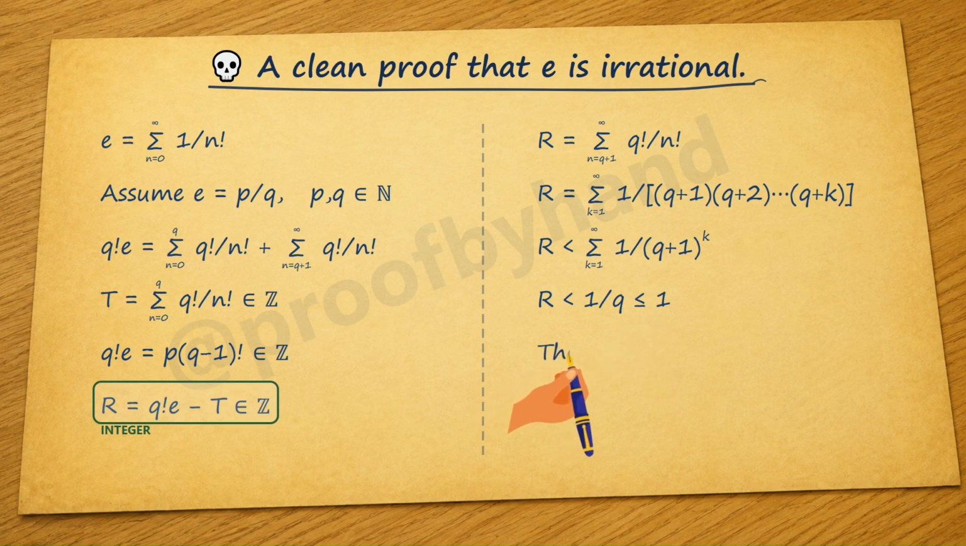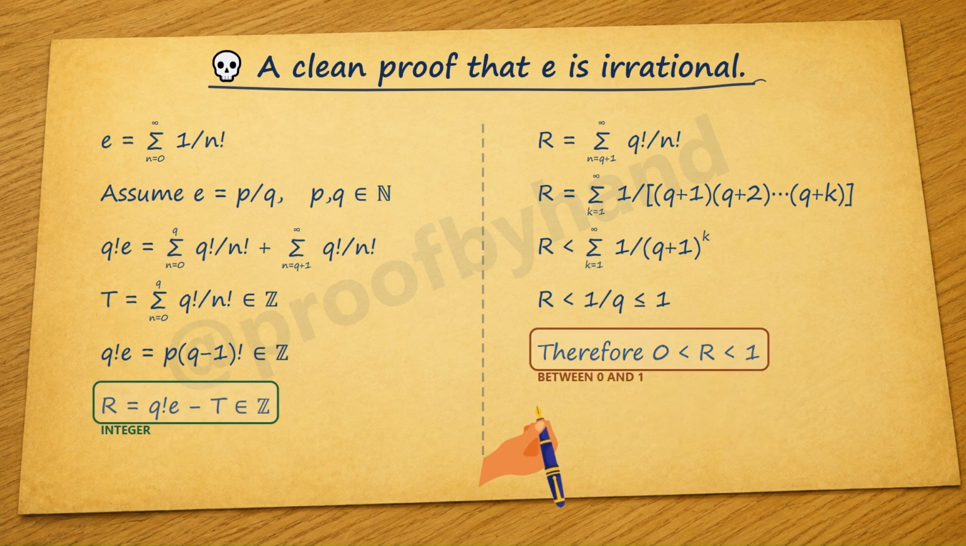Since every term of R is positive, we have 0 less than R less than 1. But a moment ago we proved that R is an integer. There is no integer strictly between 0 and 1. Contradiction.